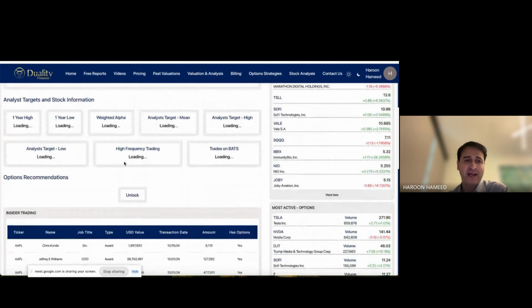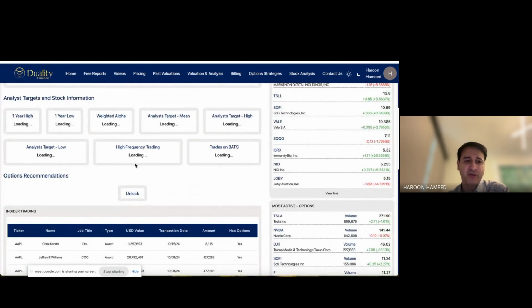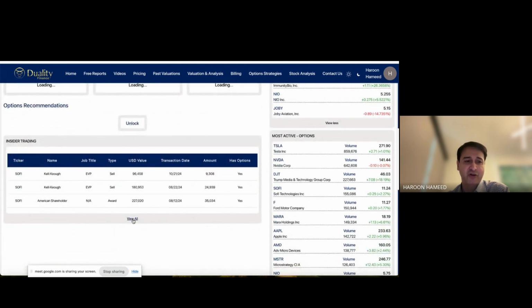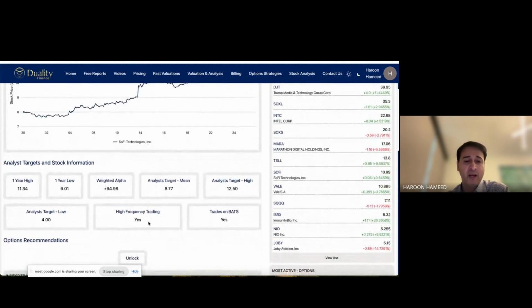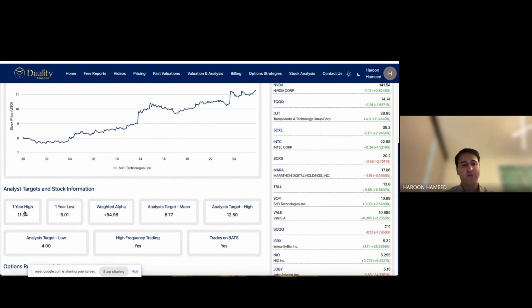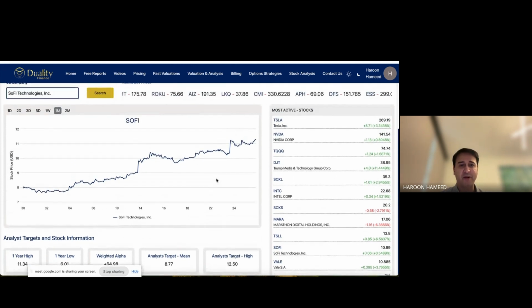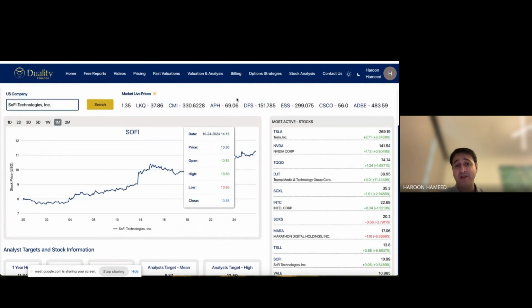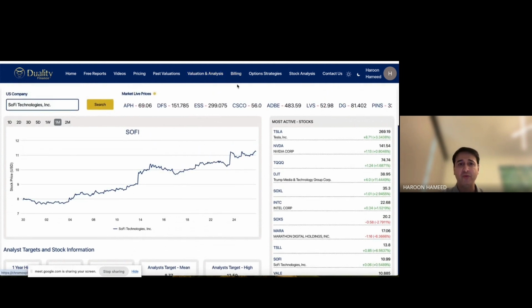You can also find out more in-depth information about it, including the insider trades that are occurring on that stock, and when those transactions might be, and the USD value, etc., which can be helpful. You can find out if the stock is being traded on international markets outside of the normal exchanges. If there's any high frequency trading going on, what analyst expectations are, etc.